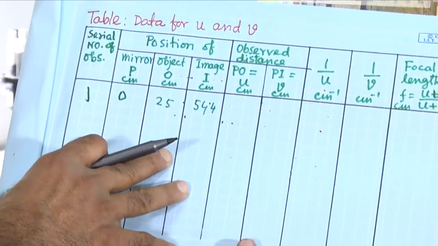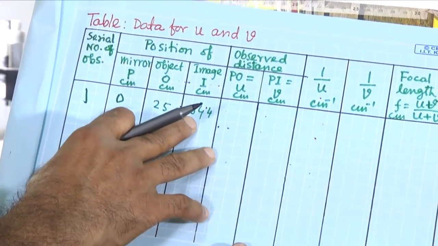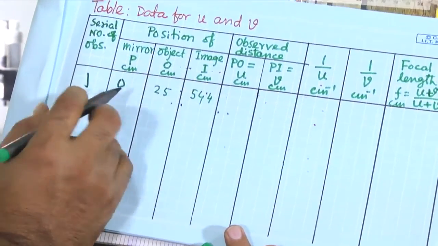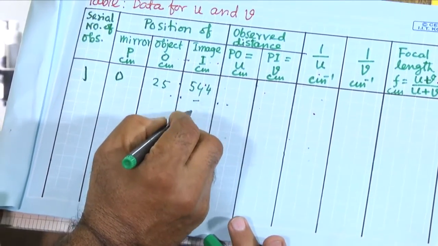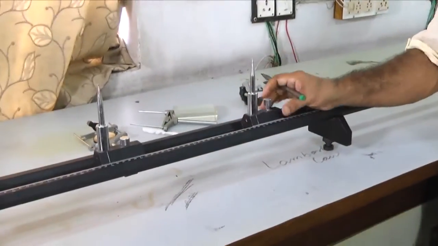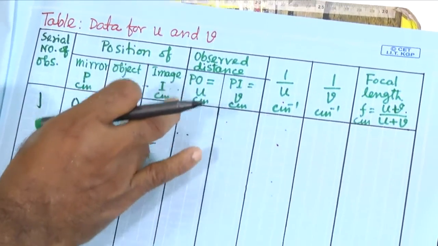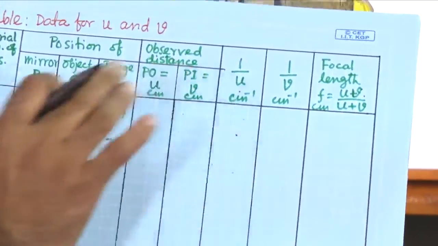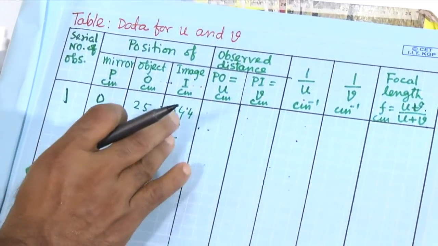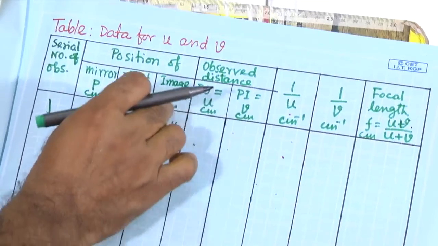So what you should do? Generally what we suggest is, you take this reading 3 times; each time you adjust again and take the reading, keeping the object fixed. Then you can take the average of whatever you get. In the table I have not put it, but you can take the average, or for each one you can find out U and V.